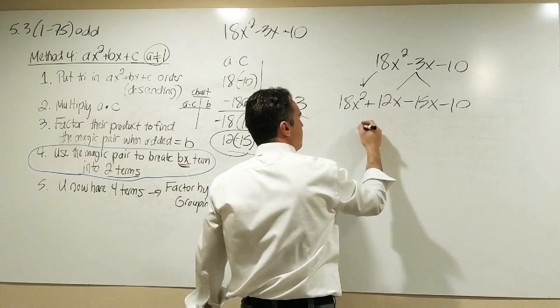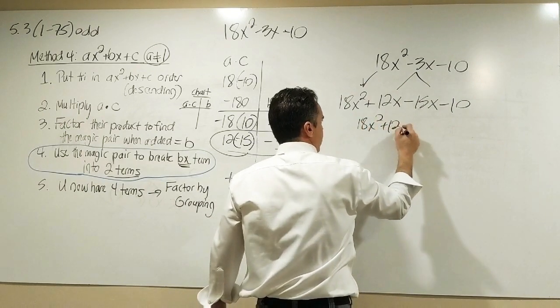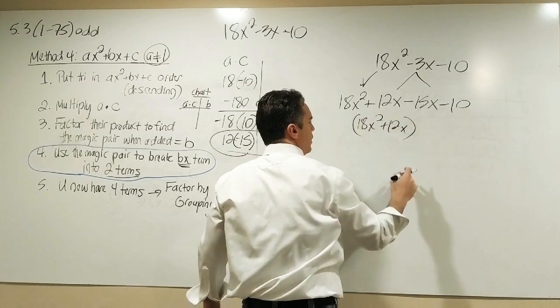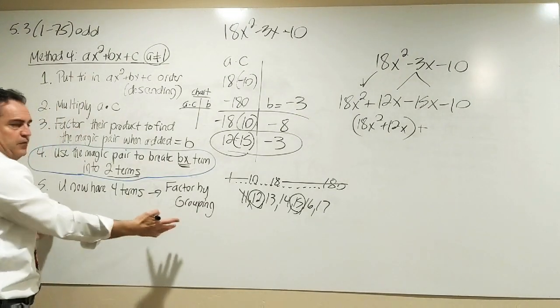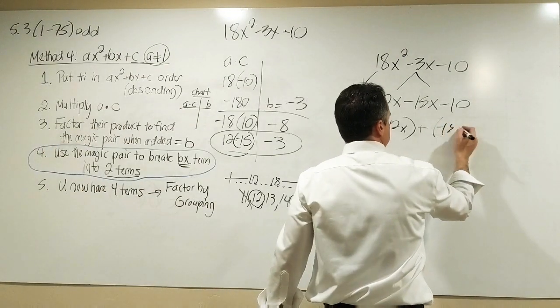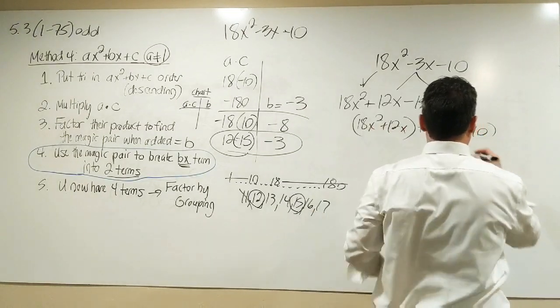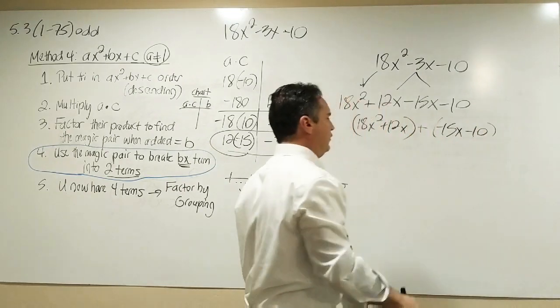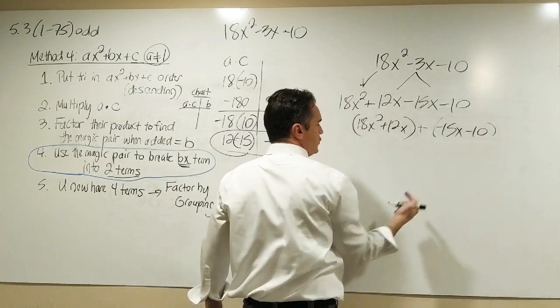But now you can take this and say, hey, I have 18x squared plus 12x in a parenthesis. I'm going to factor this by grouping because I have 4 terms. That's what we tell you to do right here. You now have 4 terms, factor by grouping. And then I have plus negative 15x, minus 10. That's a 15. Let's write that better. Okay, 15x minus 10. All right, always a plus in between, sign before the term goes with it.